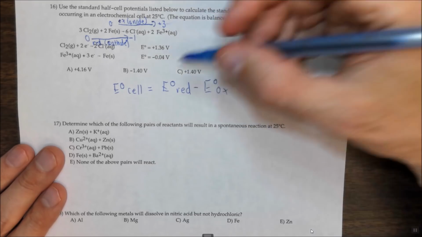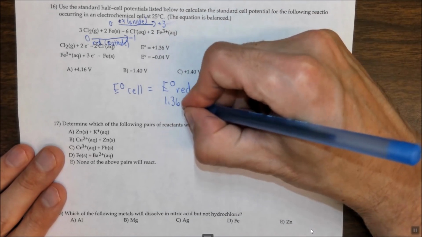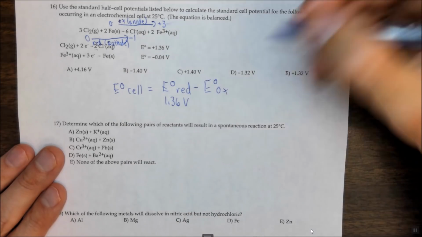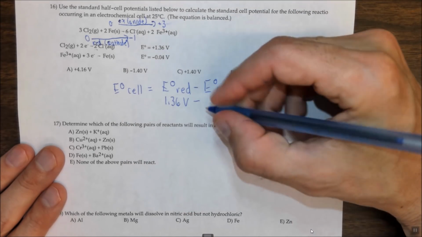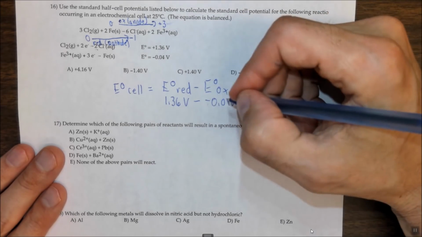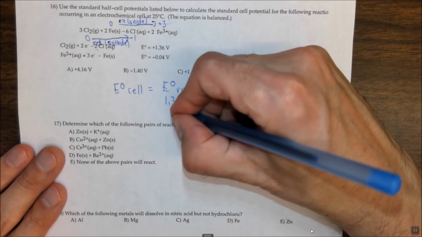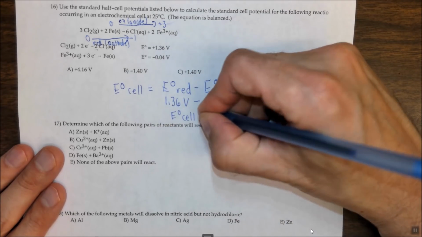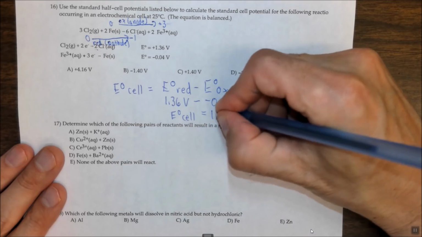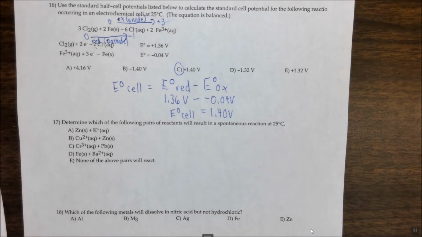So now we can just plug this in. The reduction potential here is 1.36 volts for what's being reduced, and for oxidation we have -0.04 volts, and when we do this math, simply adding them together, we get the E naught of the cell is equal to 1.40 volts. So here the key is to figure out where oxidation and reduction are occurring.